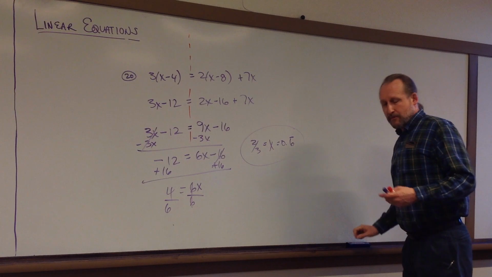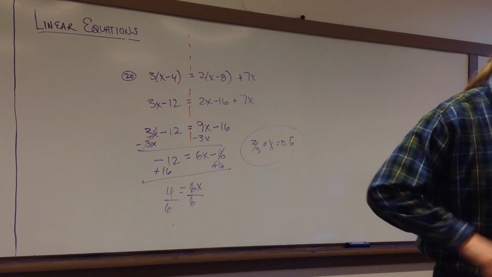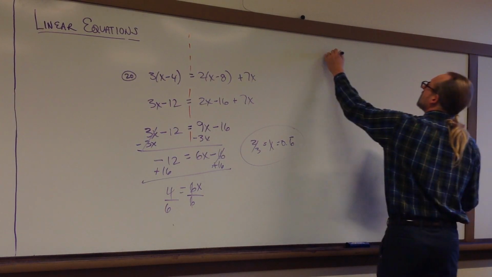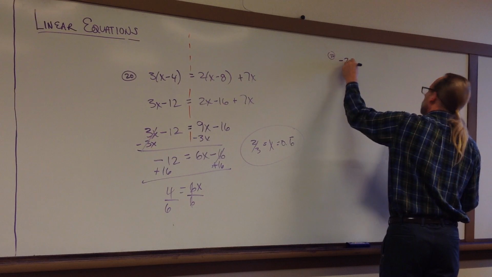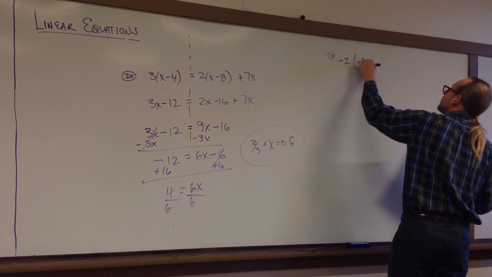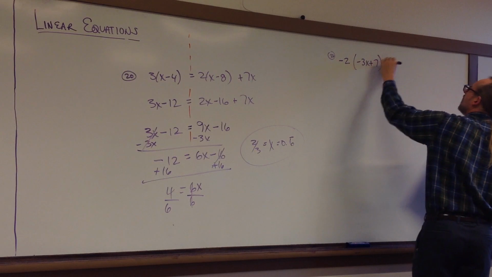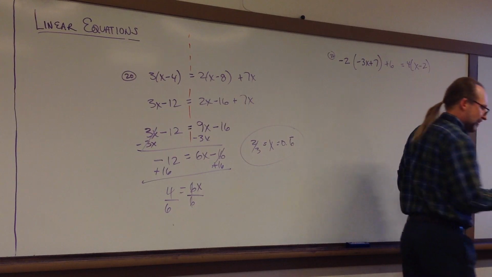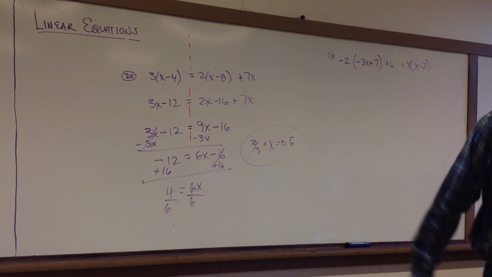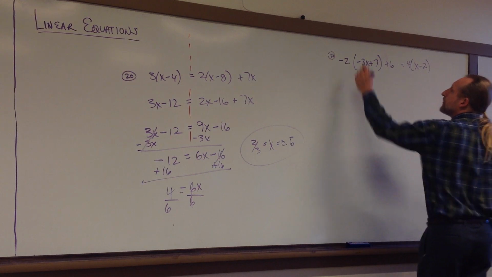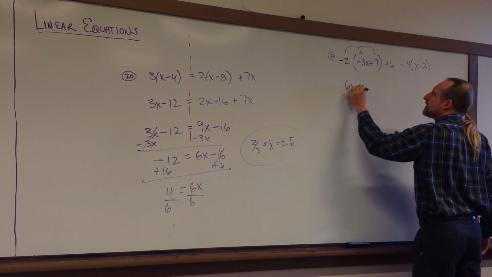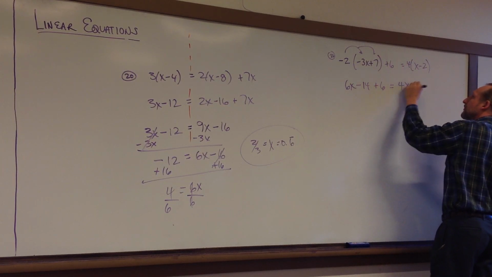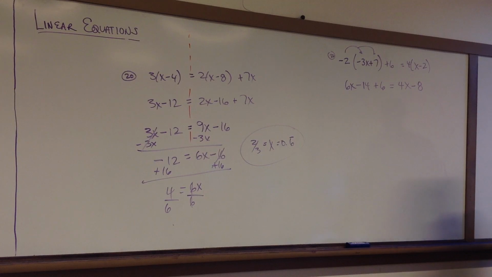Let's look at one more problem here. All right. So, negative 2 times negative 3x plus 7, plus 6, equals 4 times x minus 2. Okay, so distribute: positive 6x minus 14. That 6 stays the way that it is, and then we'll distribute the 4 and get 4x minus 8.